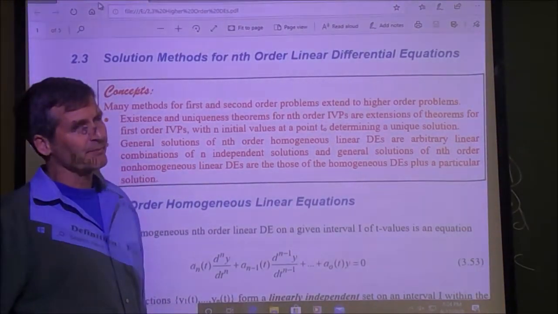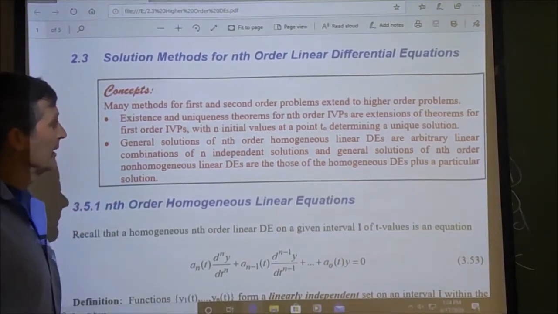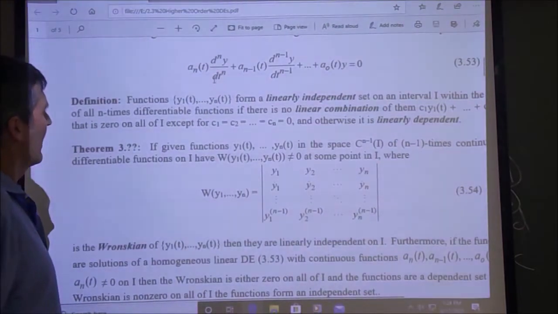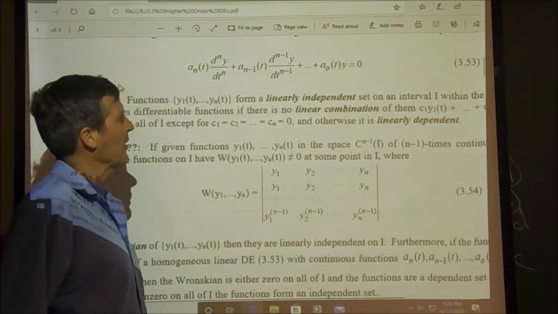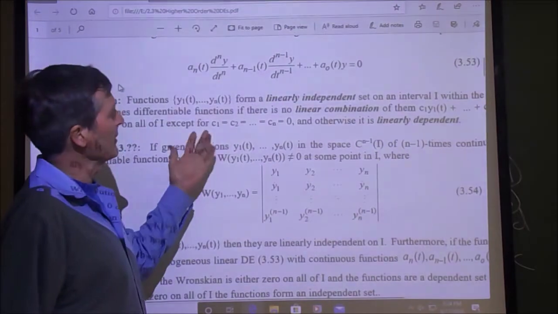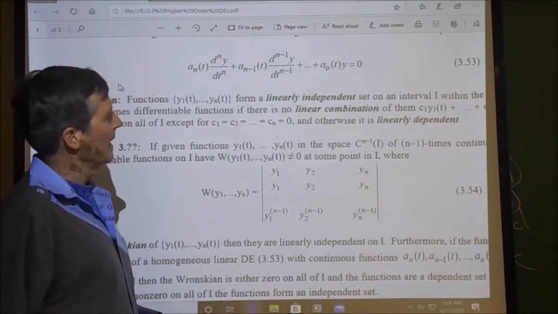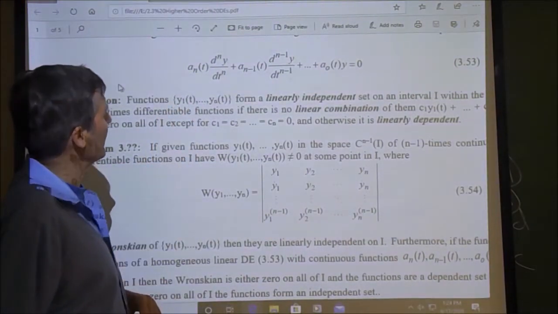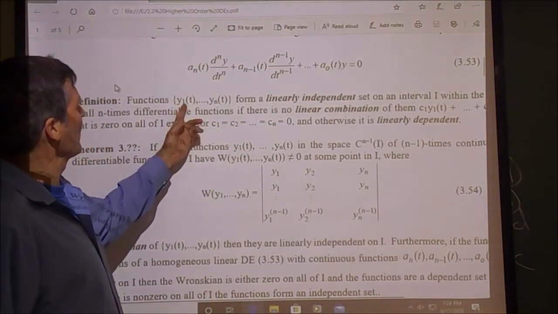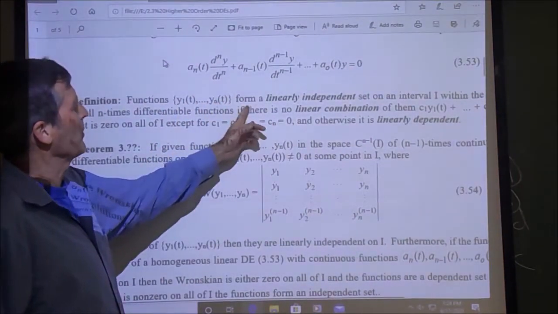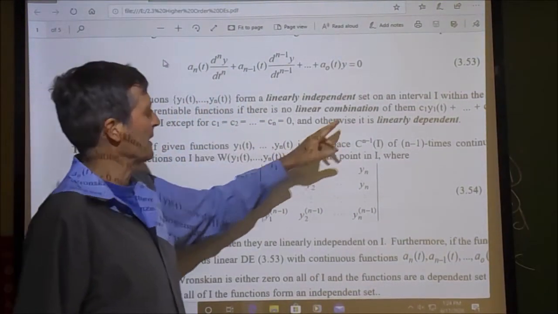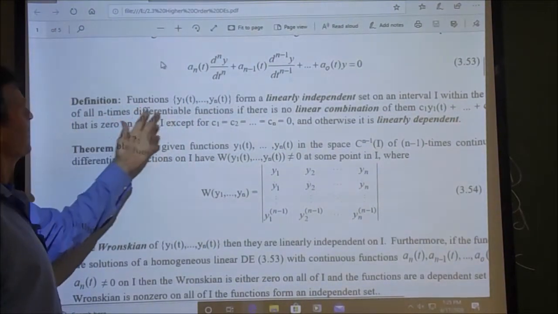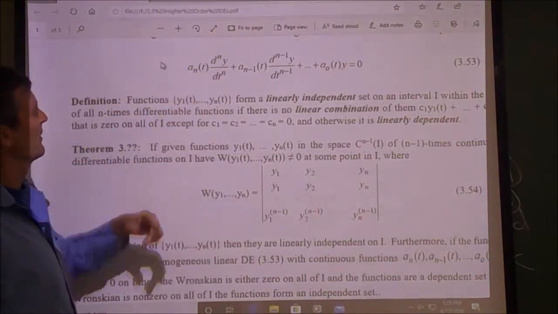These have some interesting theory involved, and one of them is you start off with the same kind of thing. You say, suppose I have a bunch of linearly independent solutions. How do I tell if they're linearly independent? We'll say, first of all, that a set y1 through yn of functions form a linearly independent set on an interval I, your solution interval, of n times differentiable functions, right? They have to have an nth derivative.